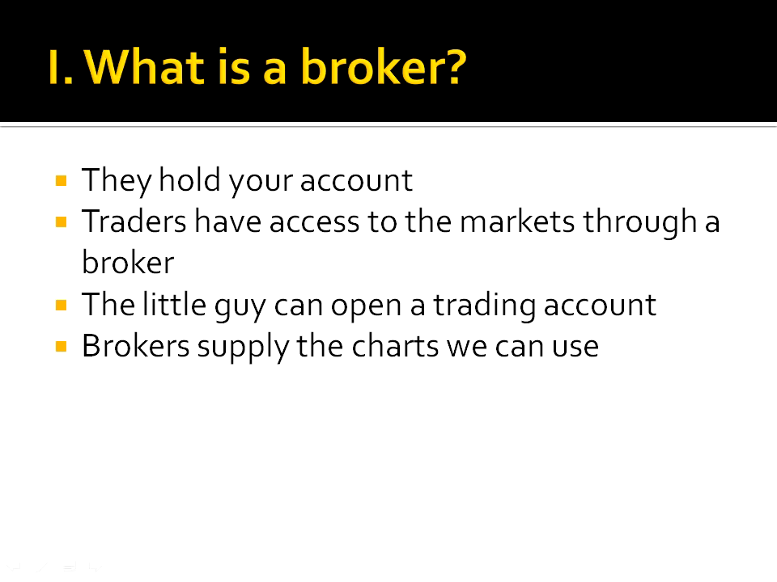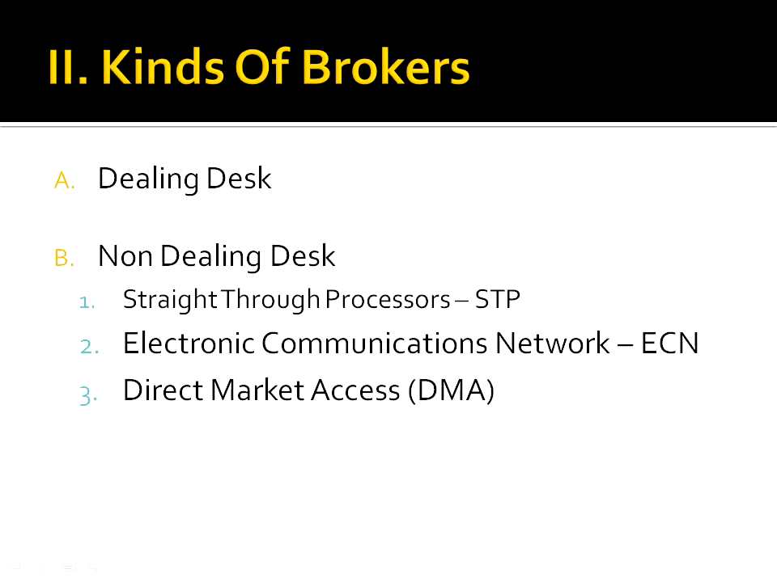Brokers will often supply the charts that we use. Now, we can get the charts elsewhere, but every broker that provides you the service of getting into the markets and trading will supply you with some kind of technical chart that you can use to determine whether you'll be buying or selling. There are essentially two kinds of brokers. There's a dealing desk broker and there's a non-dealing desk broker. The non-dealing desk brokers can be broken down into the straight-through processors, or the STP, the Electronic Communications Network, or the ECN, or the direct market access brokers, or the DMA.